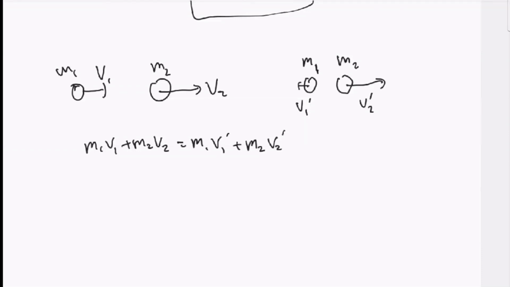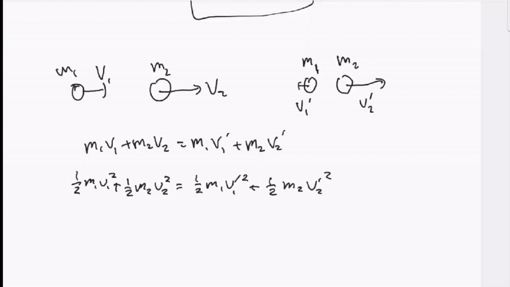Well, we know that it's a perfectly elastic collision, so it will be conservation of kinetic energy. What is the initial kinetic energy? 1/2 m1 v1 squared plus 1/2 m2 v2 squared. This will be equal to 1/2 m1 v1 prime squared plus 1/2 m2 v2 prime squared. Now we have two equations and two unknowns, so we can solve it.